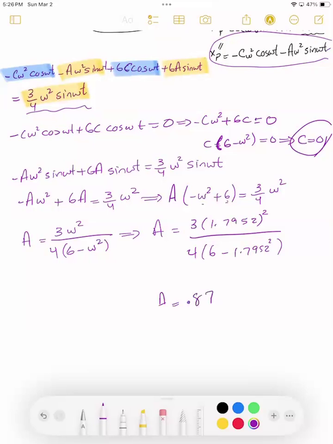And I get A is roughly 0.87, and this is in feet. And then at last, I think it wants the answer in inches, so I have to multiply that by 12. So I get A is about 10.44 inches.